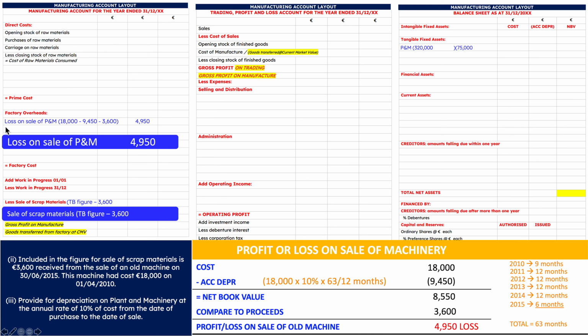I figure out, unfortunately, I made a big loss there, 4,950, which we put in the factory overheads here, 4,950, and I've got my 3 figures, 18,000 minus 9,450 minus 3,600. Then we will fix the cost here. So we're going to take away the cost of the machinery that we sold from the overall cost. So we've got 302,000 here in the cost.